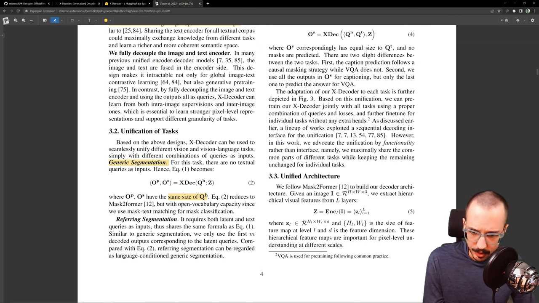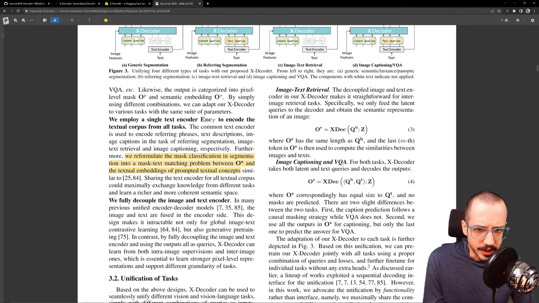Okay, requires both latent and text queries as inputs and thus shares the same formula. We only use the first M decoded outputs corresponding to the latent queries. Okay, image text retrieval. We only feed the latent decoder, and then the last mth token is used to compute similarities between images and texts.